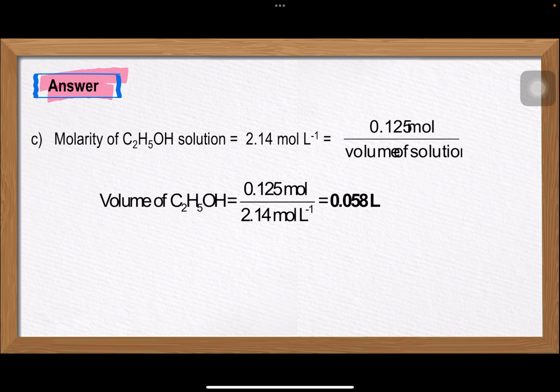So for 0.125 mol, using the molarity formula. This is molarity formula, right? How much volume for 0.125 mol? So volume is 0.058 liter. So this is the volume using the formula of molarity. Molarity is mol over volume.